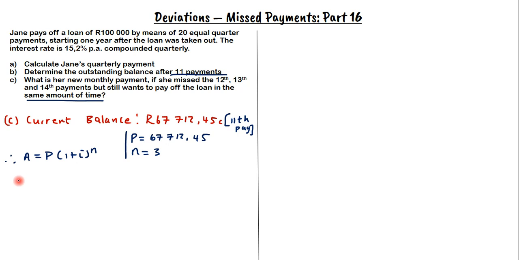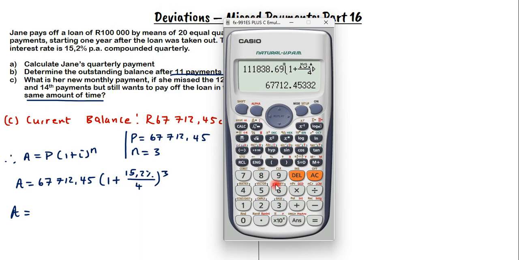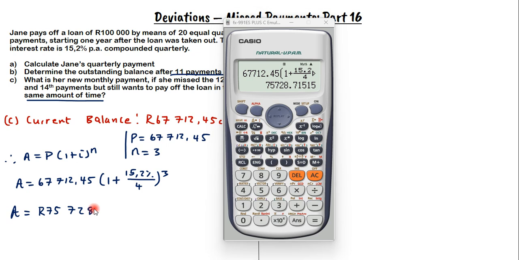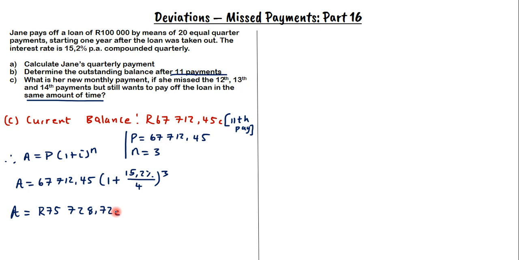Now we calculate the balance, because every time you miss a payment you get a charge of interest. We calculate the same thing, but now N is going to be 3. So it is 67,712.45 into 1 plus 15.2% divided by 4 to the power of 3, and we get 75,728.72.